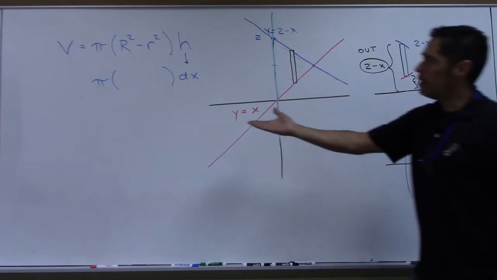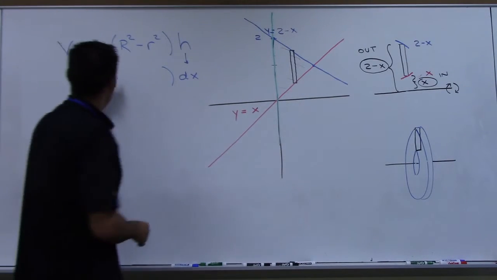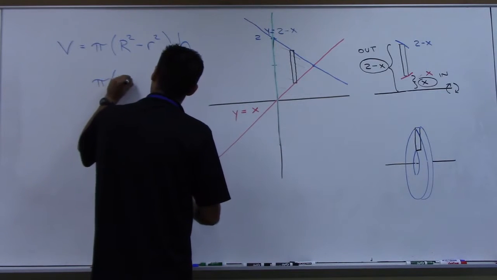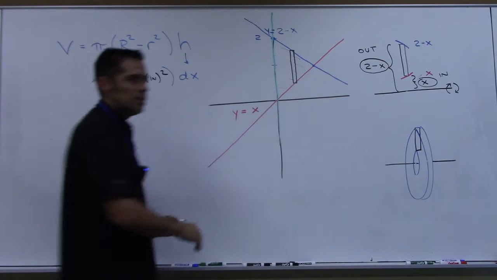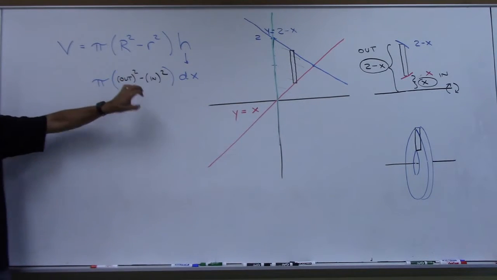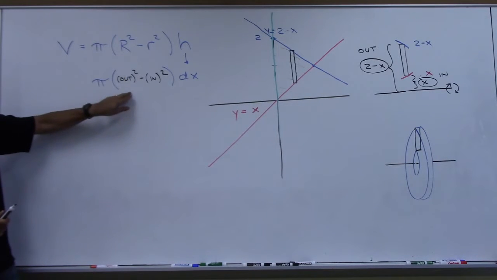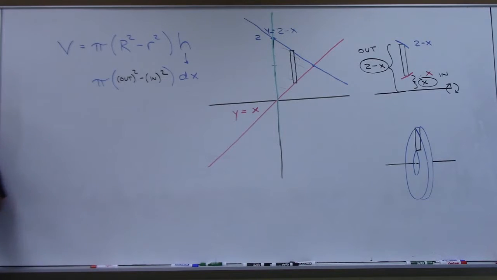So back over here, this formula is going to be the out squared minus the in squared. Do you understand how that's working now? Capital R is the outer radius, square it. Little r is the inner. Do you see the geometry behind this? Do you see the picture where the formula is all coming from?